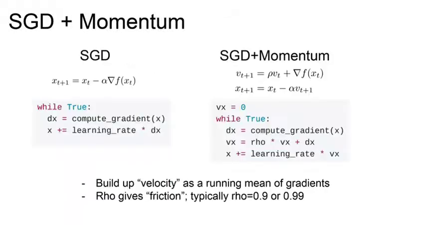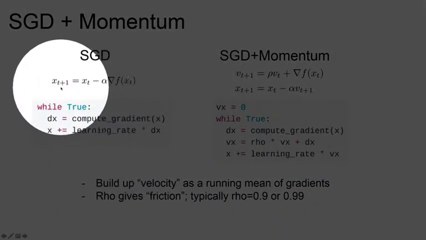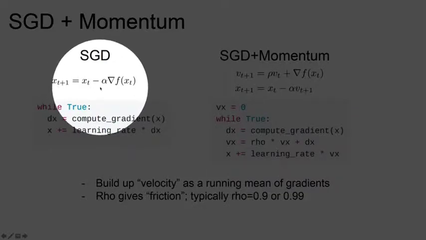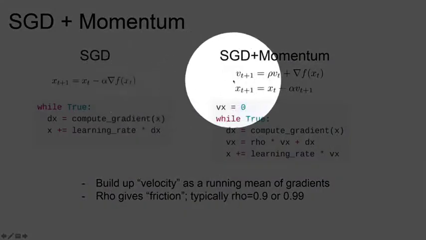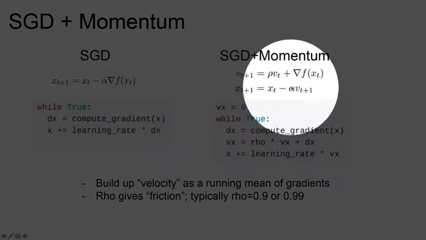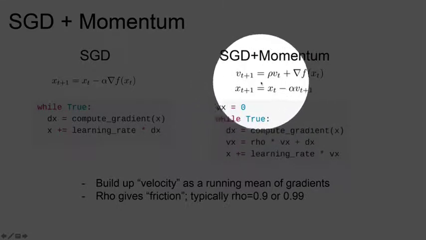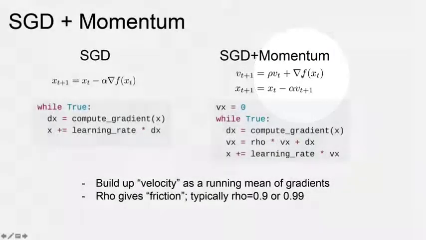Mathematically, you recall in gradient descent, the update to the weight is the previous value minus some learning rate times the gradient itself. And in momentum, the update is the previous value with the learning rate times velocity, where velocity is some momentum times the previous velocity plus the new gradient.